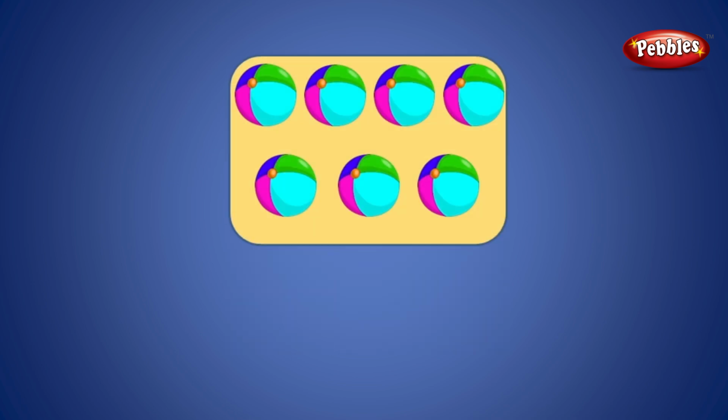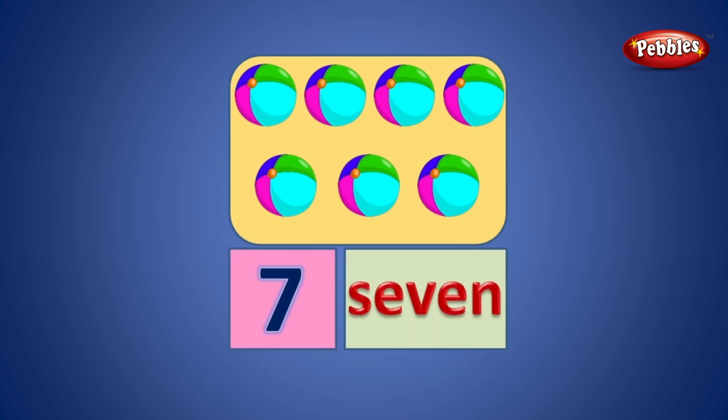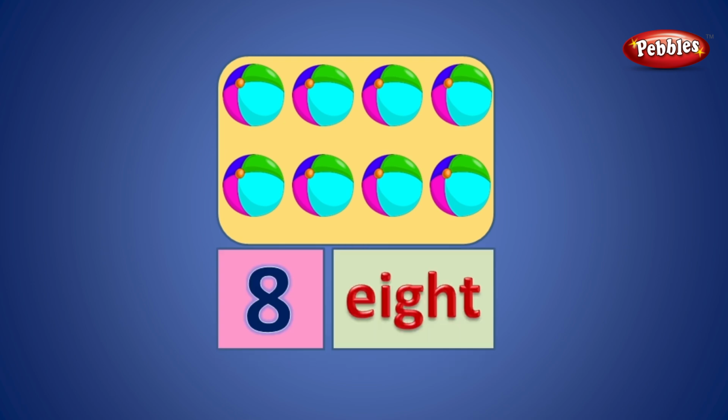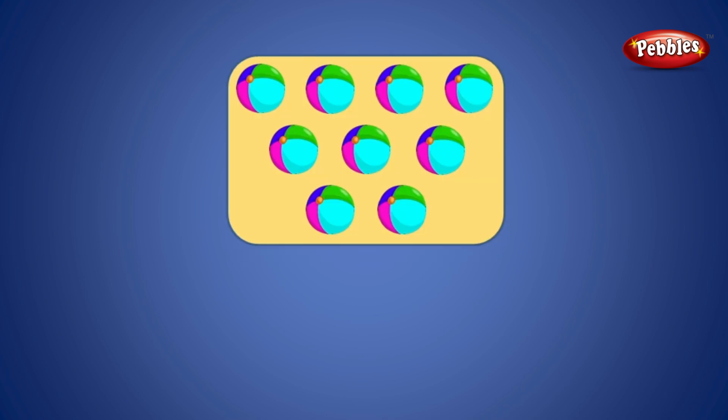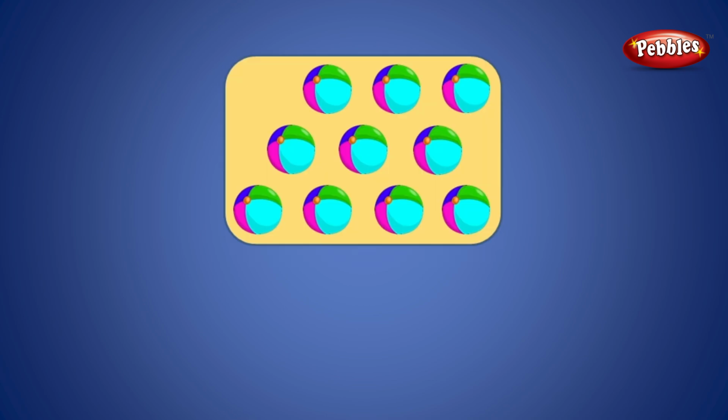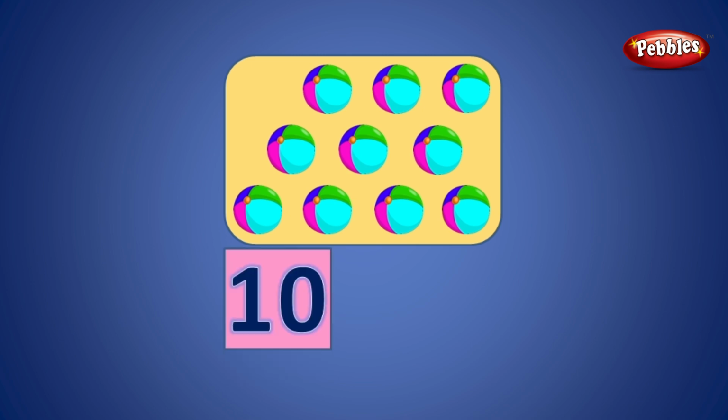1, 2, 3, 4, 5, 6, 7. S-E-V-E-N 7. Count the balls. 1, 2, 3, 4, 5, 6, 7, 8. E-I-G-H-T 8. 9 balls are there. Correct. N-I-N-E 9. Now count the numbers. 1, 2, 3, 4, 5, 6, 7, 8, 9, 10.